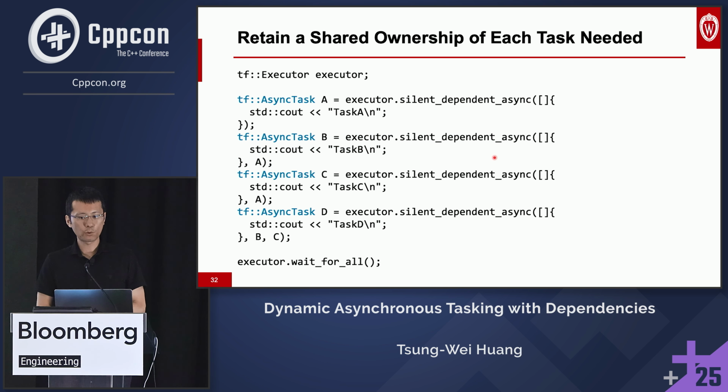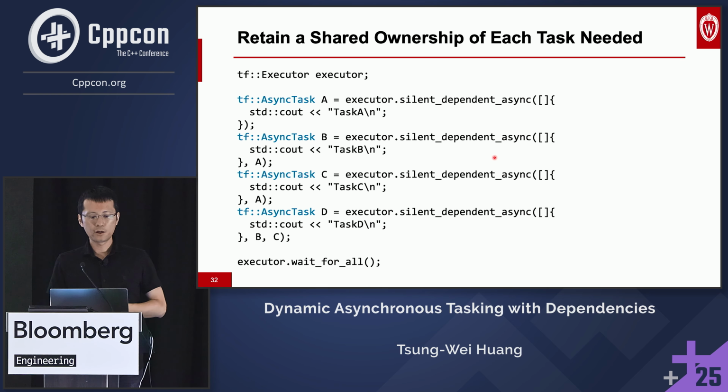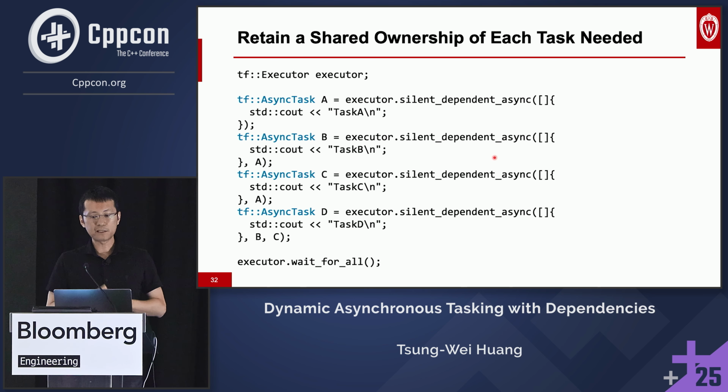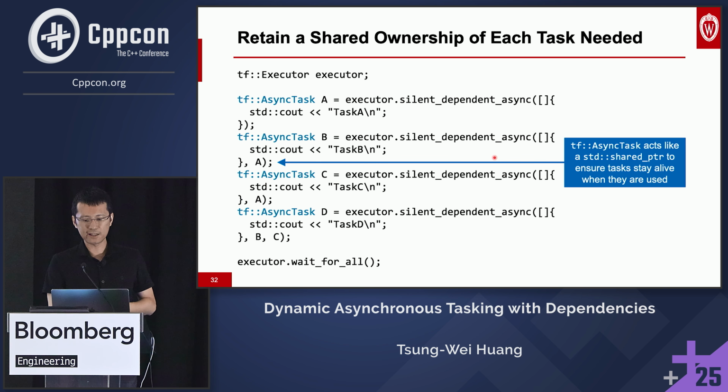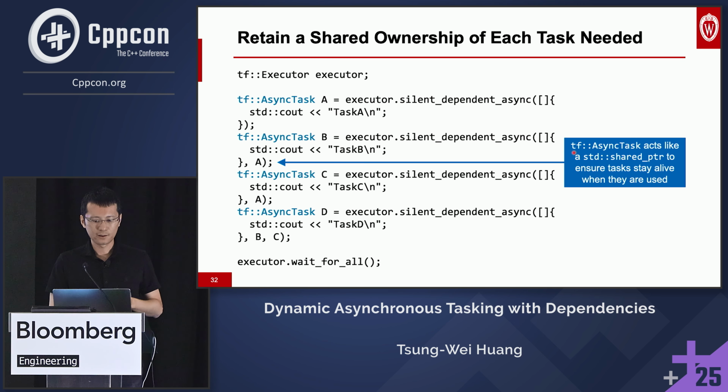To solve this problem, we have introduced a special handle called AsyncTask that basically requires the application to retain a shared ownership of each task needed. And this AsyncTask handle operates like a std::shared_ptr to ensure tasks will stay alive whenever they are needed. With this shared ownership, we can guarantee that any specified task dependencies will exist correctly and we will not have the ABA problem.